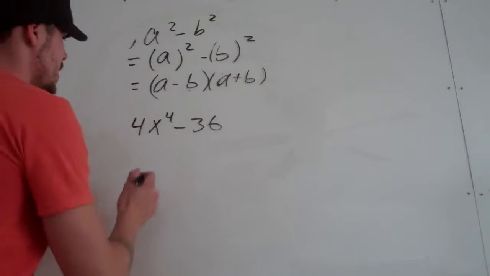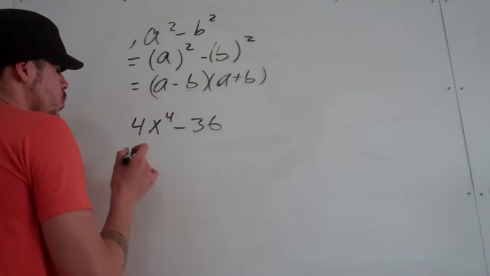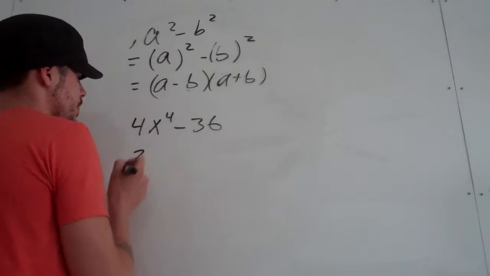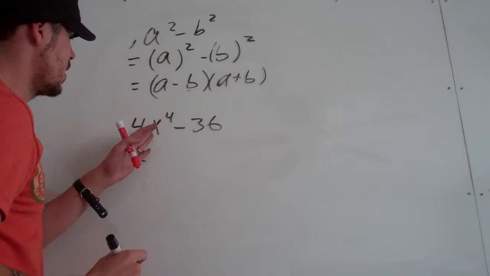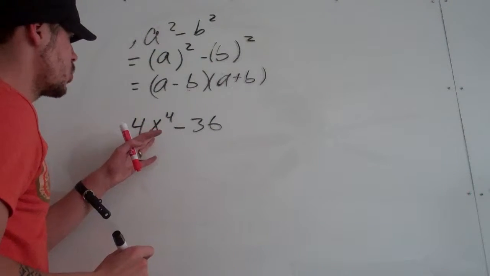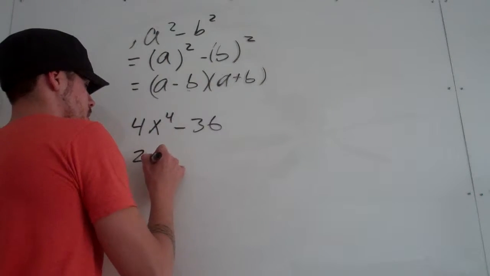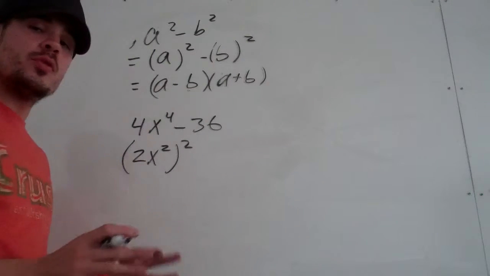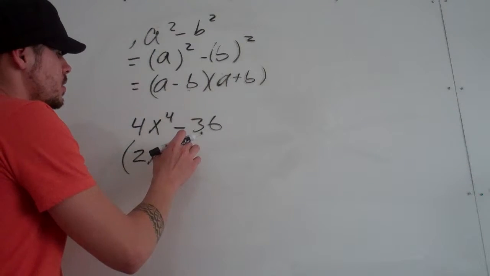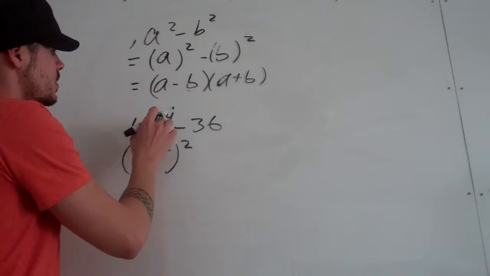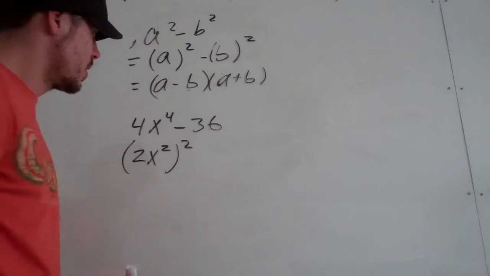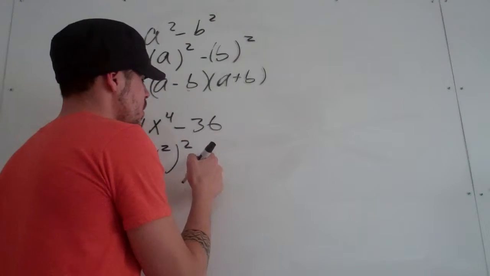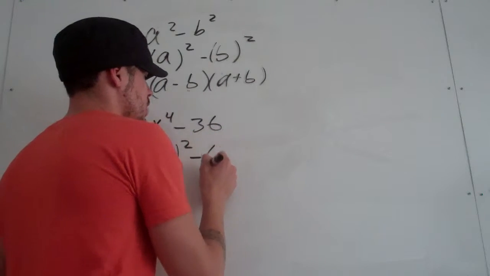Okay? Well, a is going to be, what number can you square that will give you 4? Well, 2. And what variable can you square that will give you x to the 4th power? Well, x squared. Do you agree with me that 2x squared to the 2nd power is equal to 4x to the 4th power? Now, what about this one? What number can you square that will give you 36? 6, right?